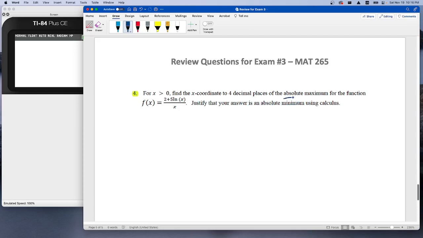We're asked to find the absolute maximum, and then here it says absolute minimum. That's a typo. We're going to see that that really should be absolute maximum. What I would suggest doing is first, let's just graph it and see what it looks like to see that we're getting a maximum, and then we'll use methods of calculus to actually do that.